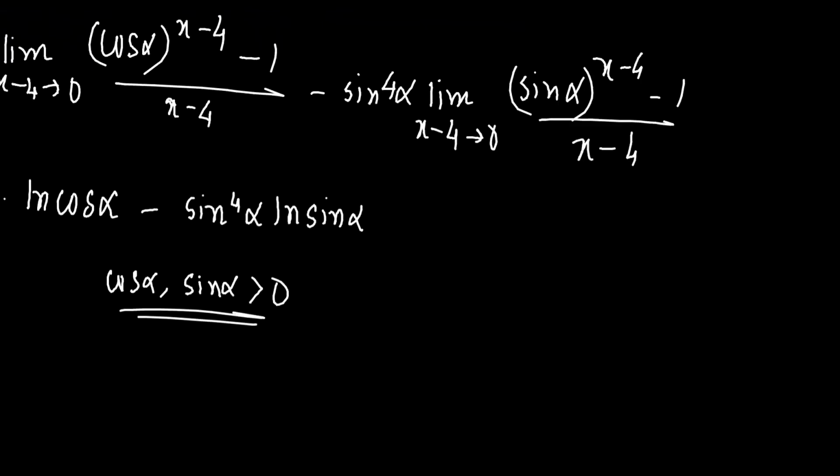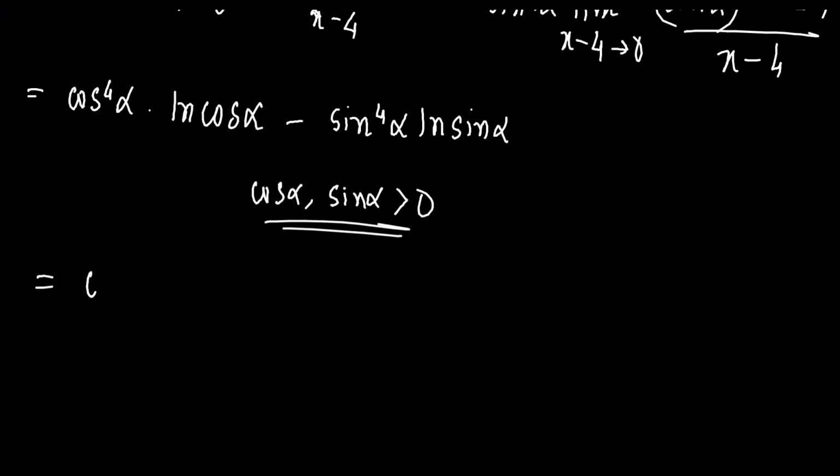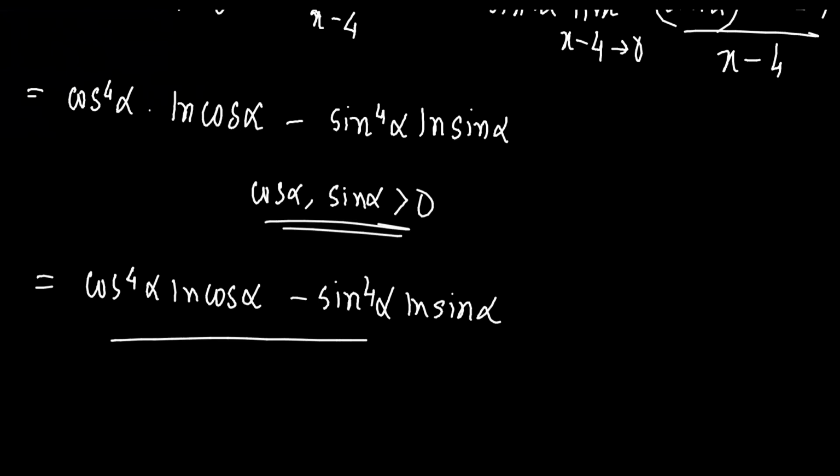Okay, so our final answer is cos 4 alpha ln cos alpha minus sine 4 alpha into ln sine alpha. So this is our required answer.